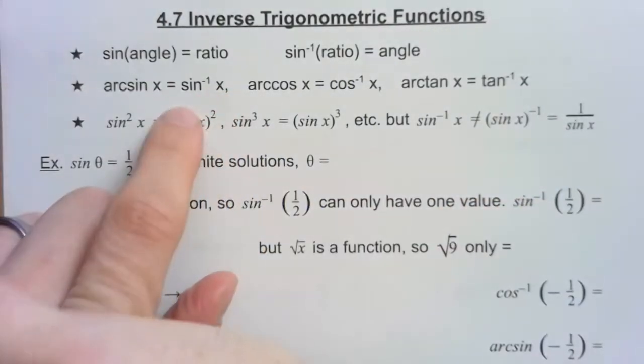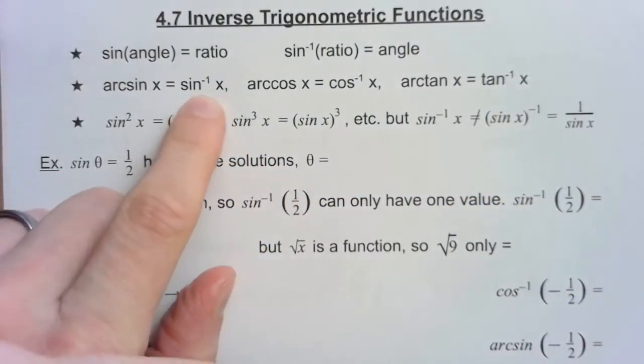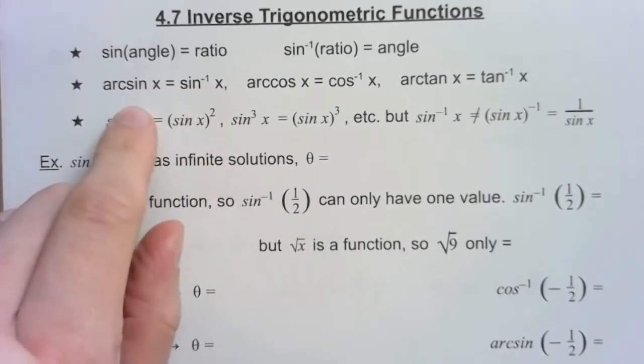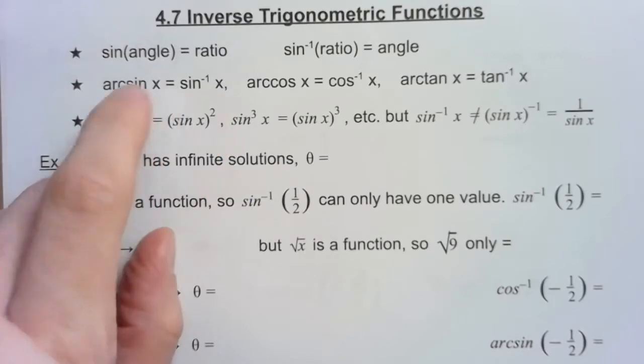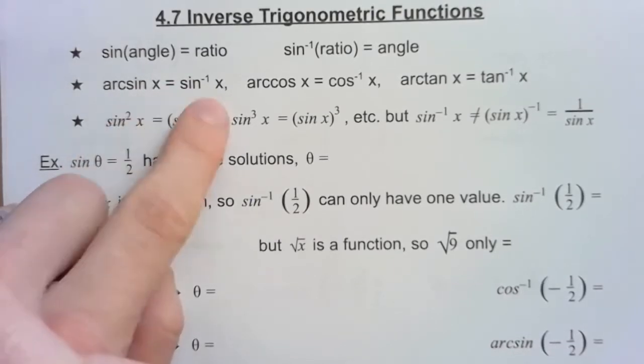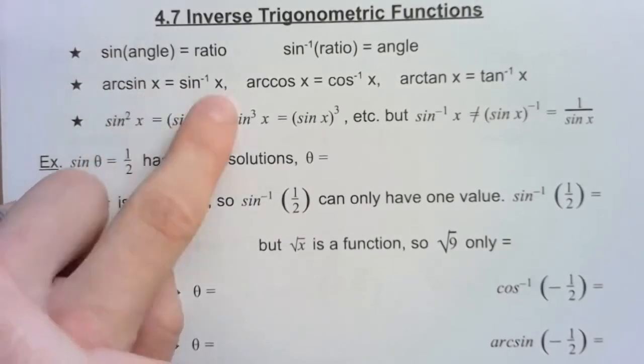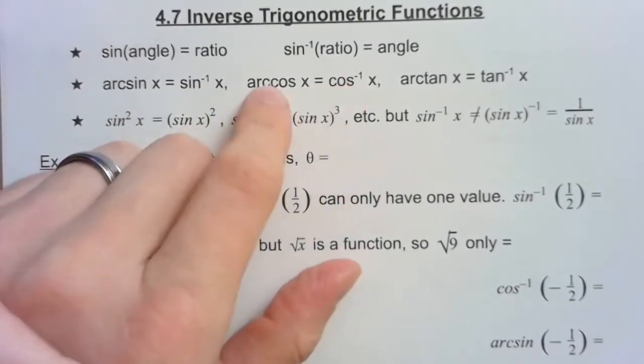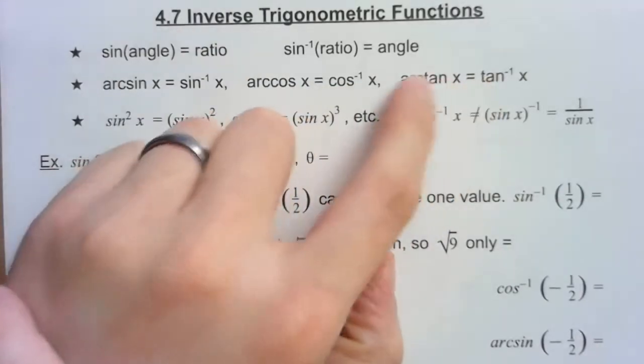Okay, there's actually multiple names for these. The -1 symbol here could be used for the inverse function. It could also be called arcsine. These are the exact same thing. Six of one, half a dozen of the other. There's zero difference at all between them. They are completely identical, just two different ways of expressing the exact same function.